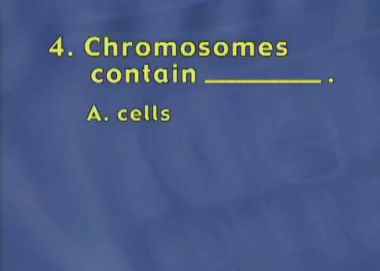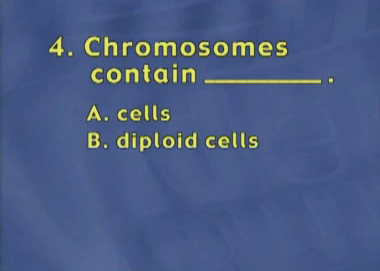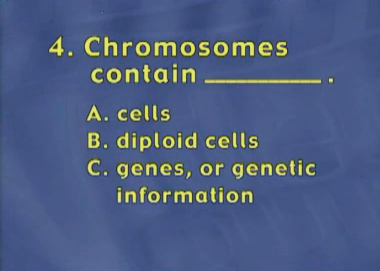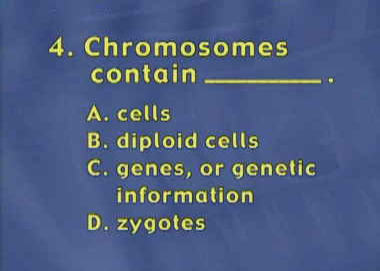Chromosomes contain A, cells, B, diploid cells, C, genes or genetic information, D, zygotes.